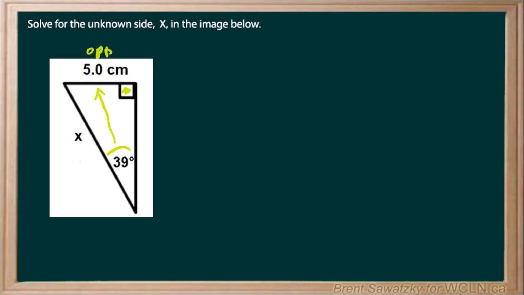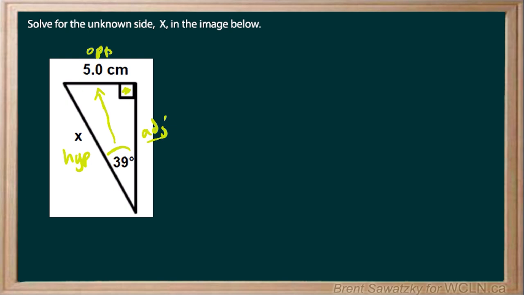And then the x, well, that would be the hypotenuse. Again, that's always the longest side and always across from the 90 degree. And then over here, the leftover is our adjacent, meaning beside the 39 degrees.